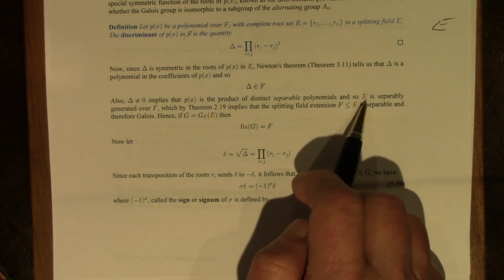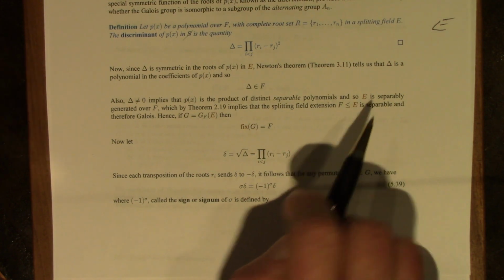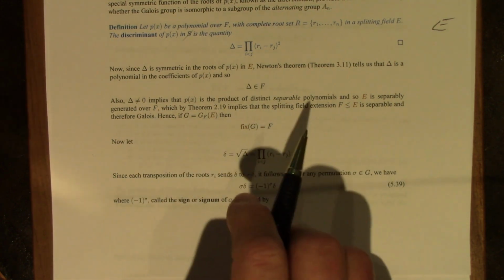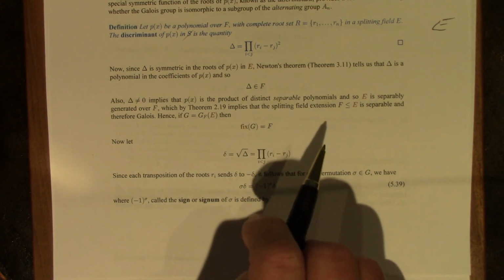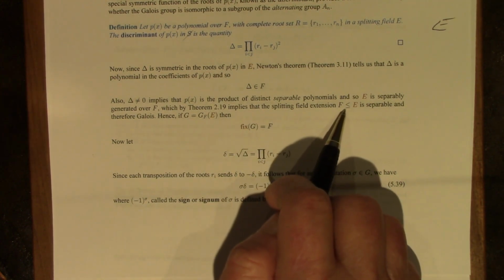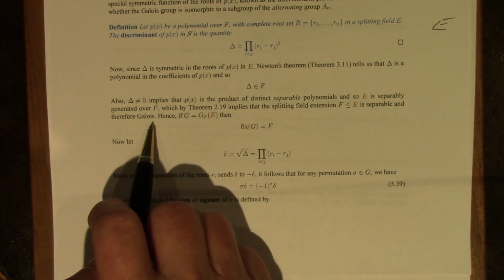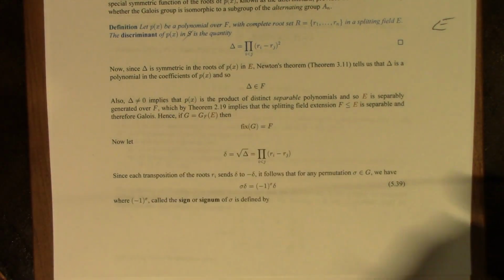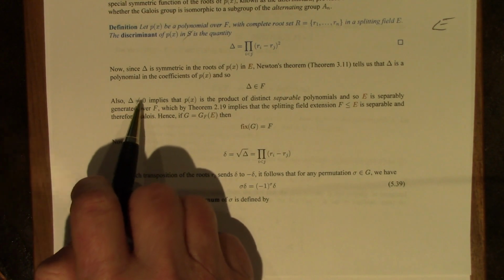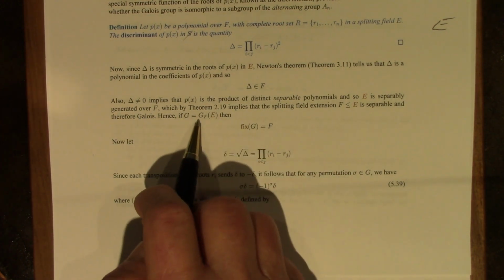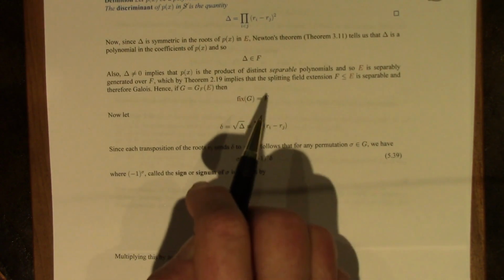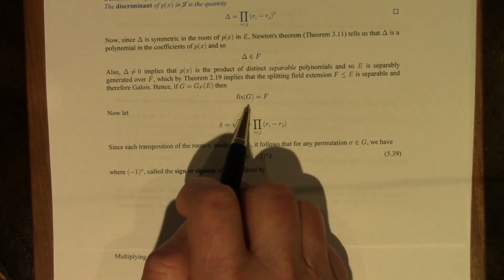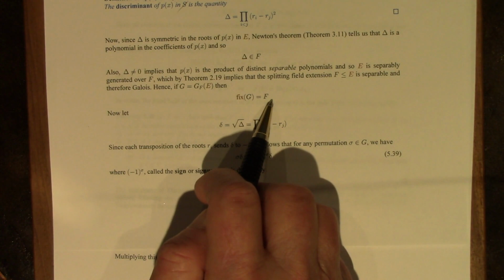And so the splitting field E is separably generated over F, which, as we have seen, implies that the extension is separable and therefore Galois. It's normal because it's a splitting field extension, and separable because we assume delta is not 0. So in this case, the Galois group has the property that its fixed field is the base field F, because we have a finite Galois extension.